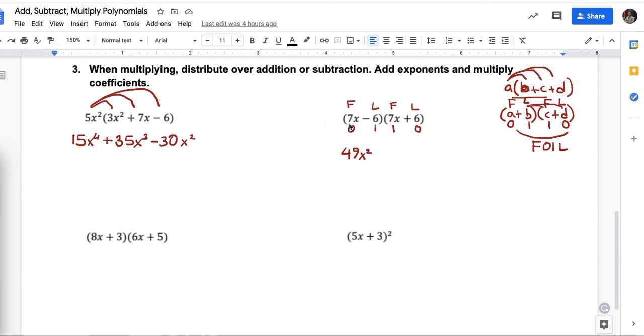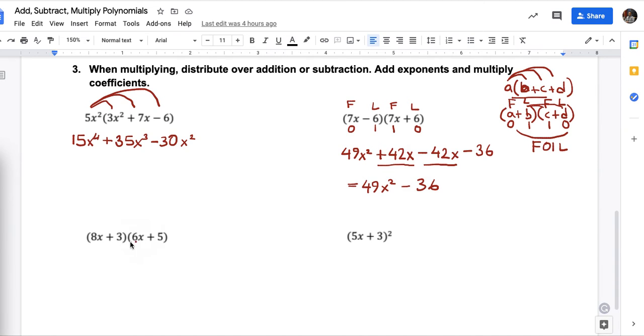The outside terms, 7x times 6. So that's plus 42x, because 7 times 6 is 42, and the x is not multiplied times anything. The inside terms, you get negative 6 times 7x. That's minus 42x. And the last terms, negative 6 times positive 6, is of course negative 36. So when you combine these two x terms, you'll notice that they cancel each other out. So you have 49x squared minus 36, which is something you might be familiar with.